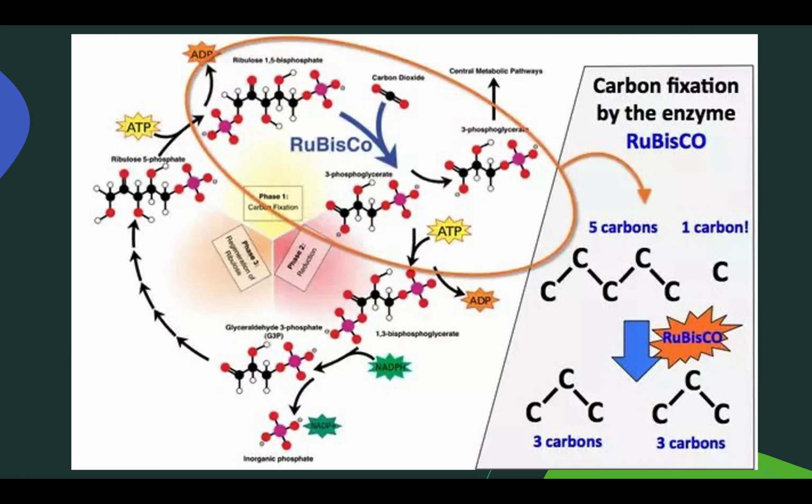So we have successfully turned carbon into a biologically usable form, brought in that carbon and its oxygen, and turned it into two 3-carbon molecules. That's stage 1.